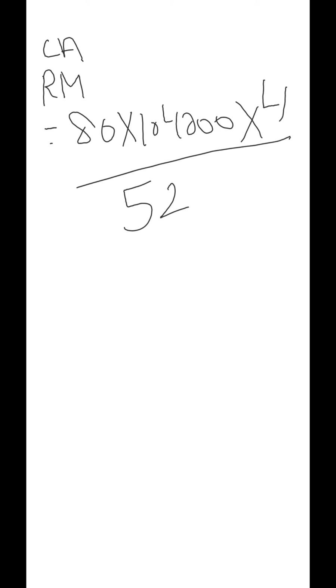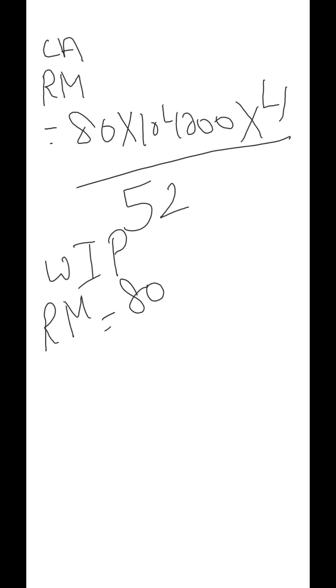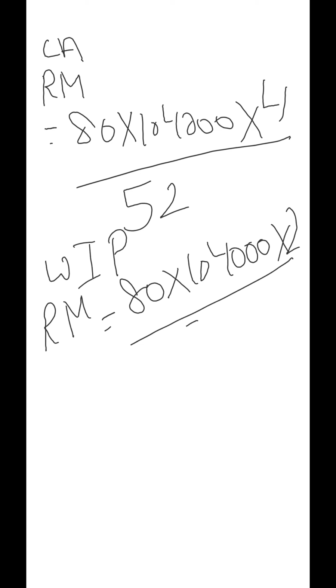Now the second thing is work in progress. Work in progress starts with raw material. So how much cost is there? 80 rupees. Number of units 1,04,000. Work in progress average 2 weeks, that means 2 divided by 52. Okay. Till now it's clear. Now we'll start with the next, that is the direct labor.